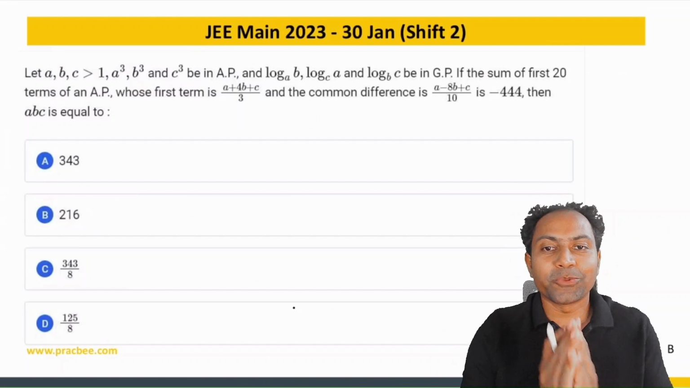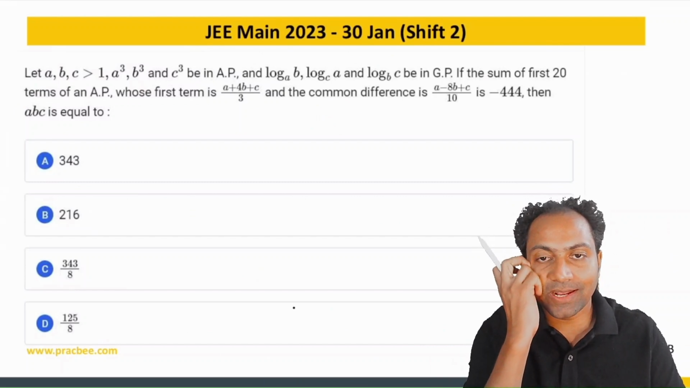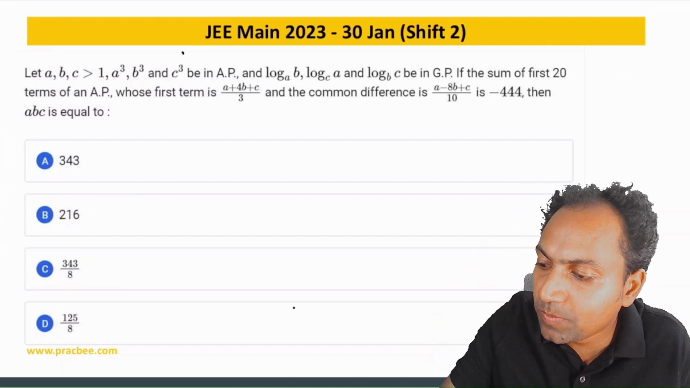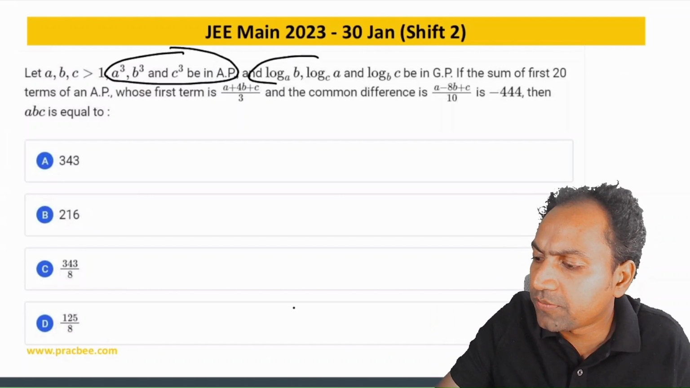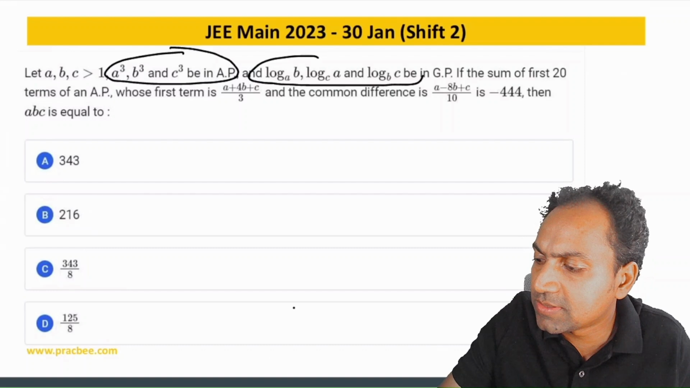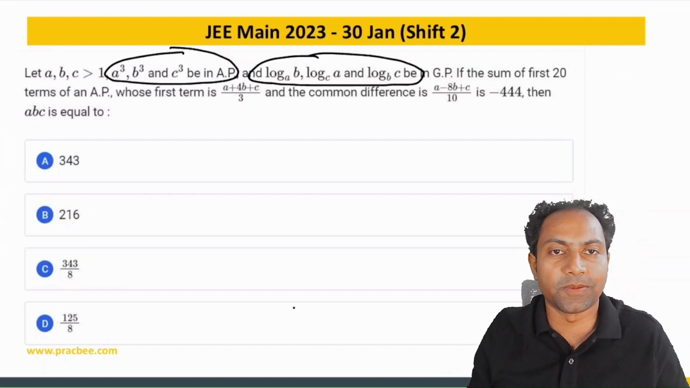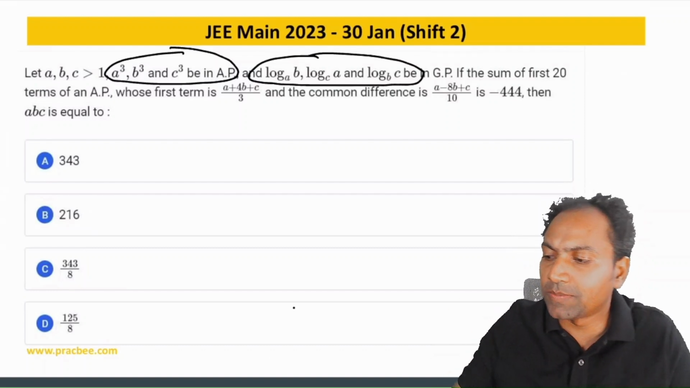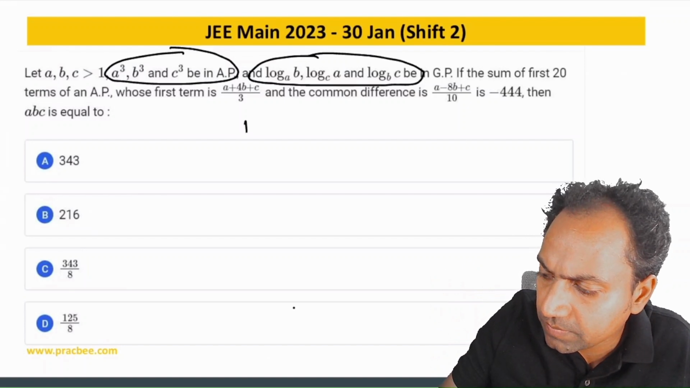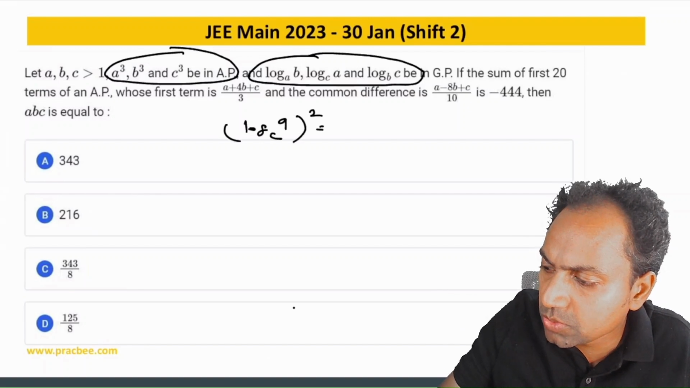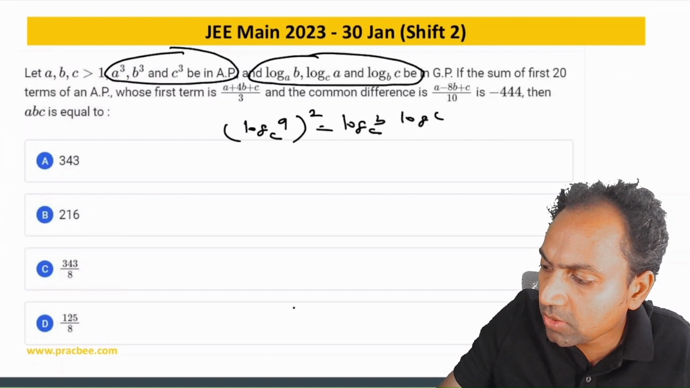Now let us look into the second question. In this second question, they are giving two conditions. One is that a cube, b cube, c cube are in arithmetic progression, and then log of b to the base a, log of a to the base c, log of c to the base b are in GP. So first let us use the condition of GP because that will give better insights. If three terms are in GP, then b square is equal to ac. So log of a whole square will be equal to log of b to the base c and log of c to the base b.